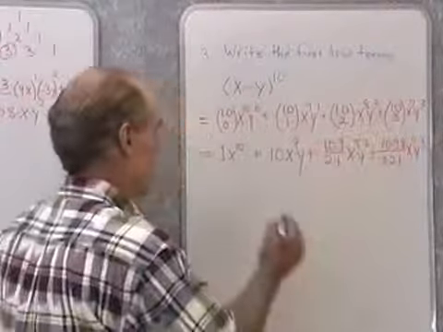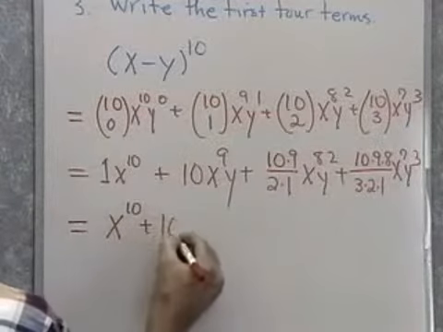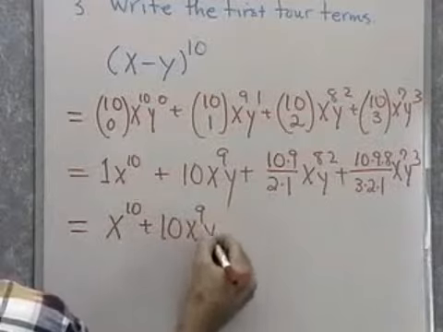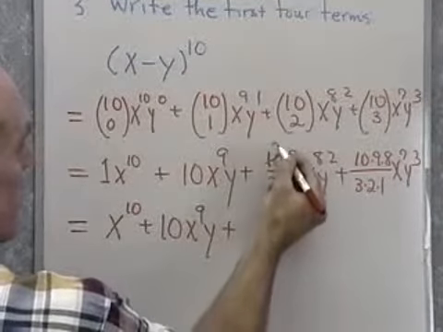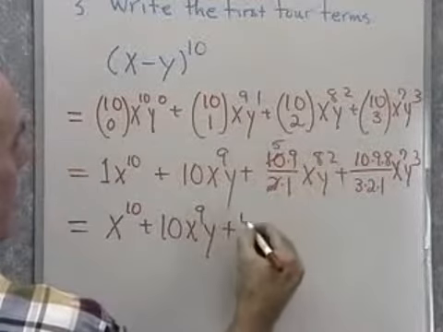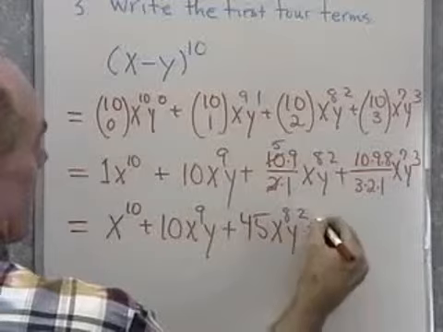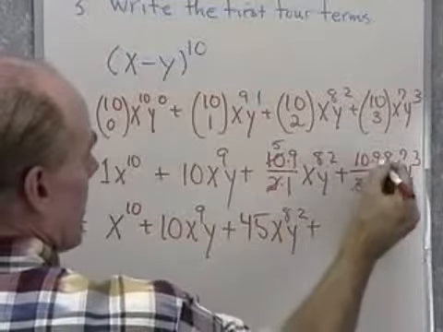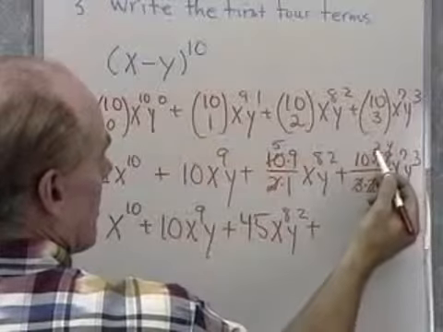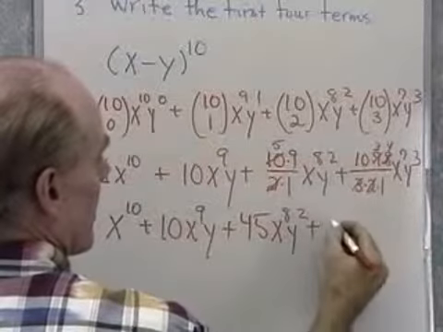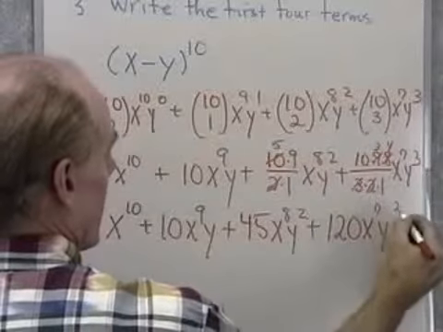Now I want to continue to simplify. This is x to the 10th plus 10 x to the 9th y plus 10 times 9. That 2 divides into 10 5 times. 5 times 9 is 45, x to the 8th y squared. Plus 3 divides into 9 3 times, 2 divides into 8 4 times. 3 times 4 is 12 times 10 is 120, x to the 7th y to the 3rd.